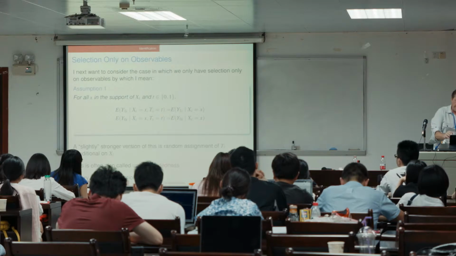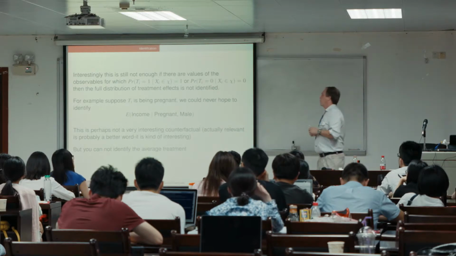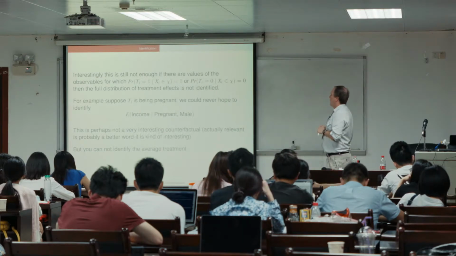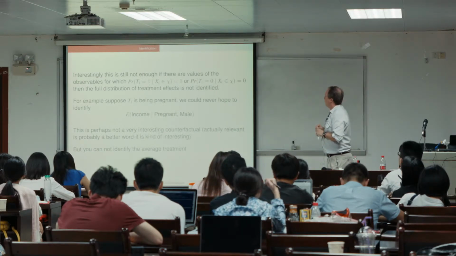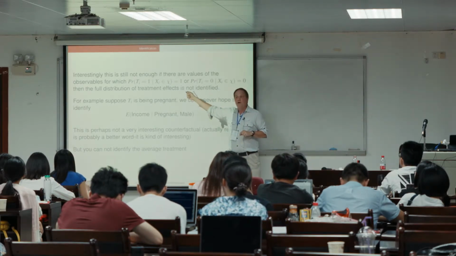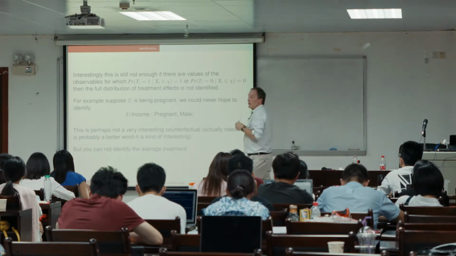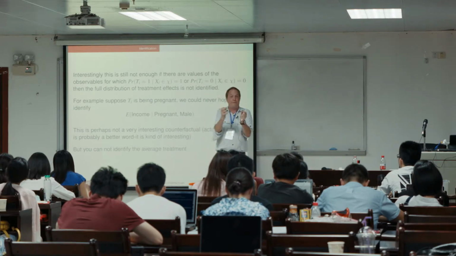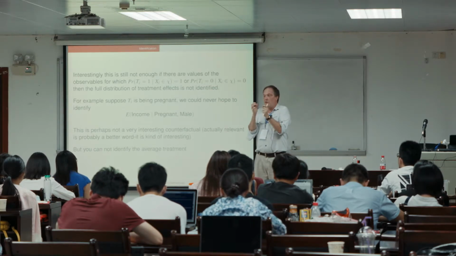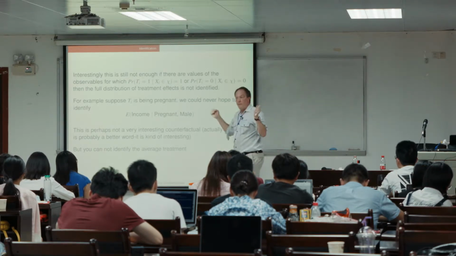An interesting thing is this is actually not enough. So assuming selection only on observables still does not necessarily allow me to identify the average treatment effect or the treatment on the treated. The real problem is you might have some values of x for which people always receive the treatment or never receive the treatment. So for example, suppose I wanted to know the expected value of the effect of being pregnant on income, on your income in the year in which you're pregnant. But I want to do that for the full population.